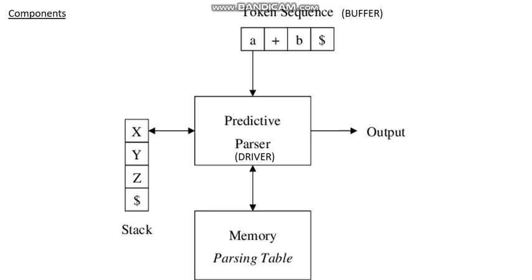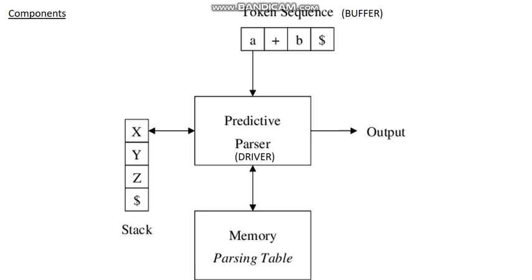The parsing process uses the following components. First component is a buffer which stores the input string or the token sequence to be compared or parsed. It is delimited by a dollar symbol. So dollar symbol is used to indicate the end of the input string. It also uses a stack which is initialized with dollar if the stack is empty.